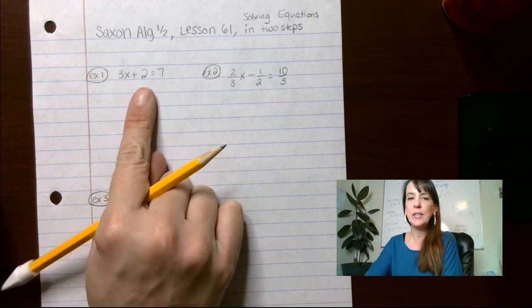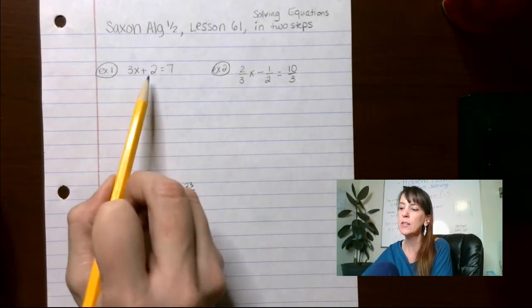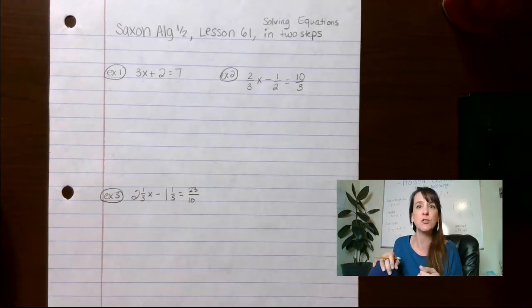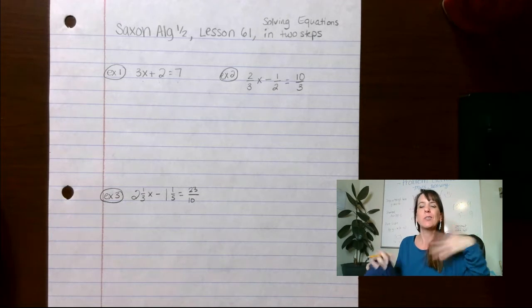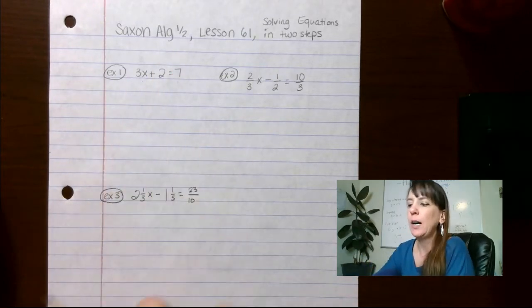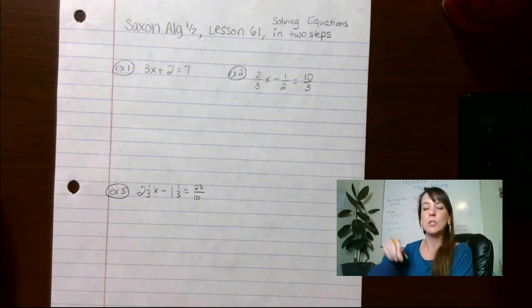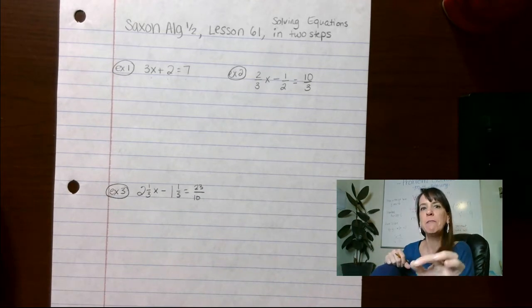So take a look at example number one here. Notice that there are three chunks, 1, 2, and 3. Chunks are broken up by addition, subtraction, or an equal sign. They're technically called terms, but when we get into polynomials, it's a pain to talk about what the terms are. So I just call them chunks. We'll just call them chunks for right now. So for each of those chunks, the idea is you want to get the chunk with the variable by itself.